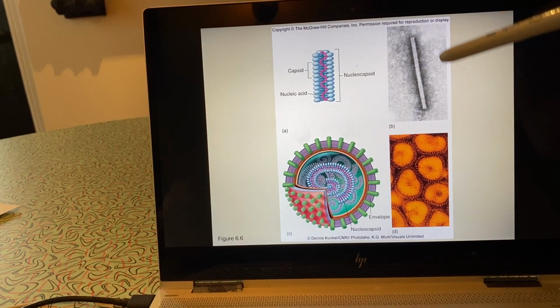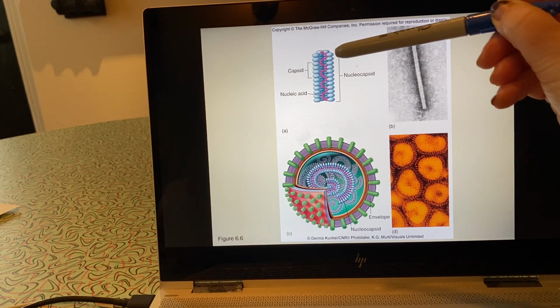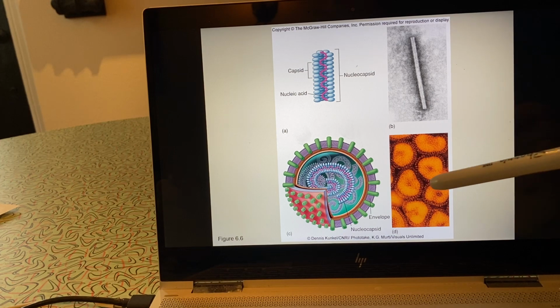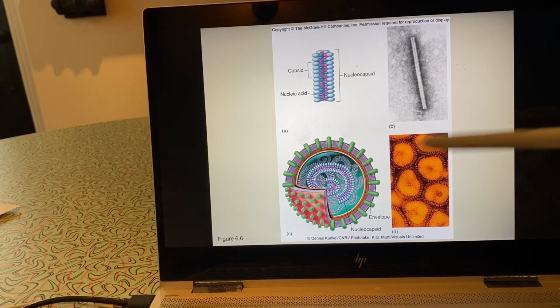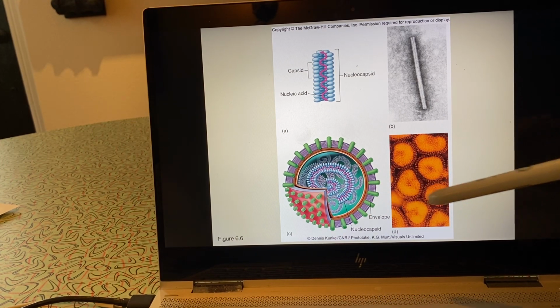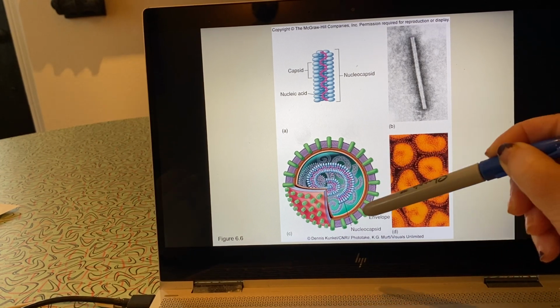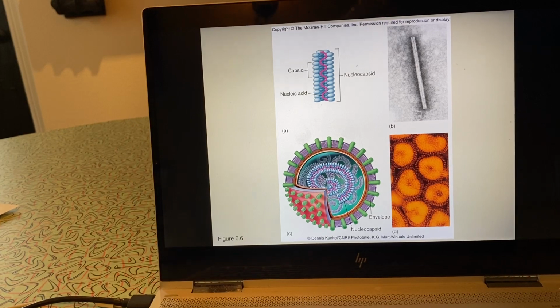Let's see, once again, this is showing a cylindrical virus. So here you have the nucleic acid, and then you have the capsid on the outside. And I believe this is HIV. HIV is roughly spherical, but you have the envelope on the outside, and then you have spikes, which aid in attachment.